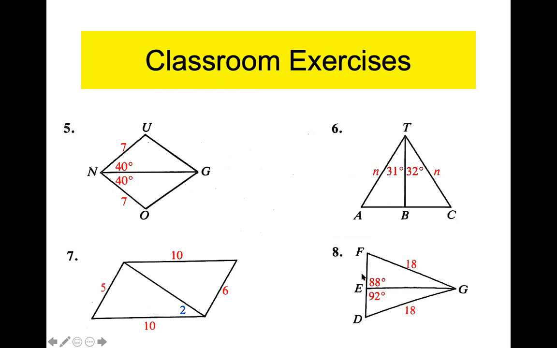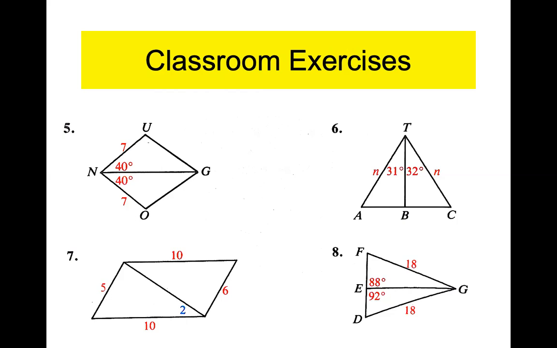All right, who are we back on? Allie, number 5. What can you tell me? That UG is bigger than OG. There you go.